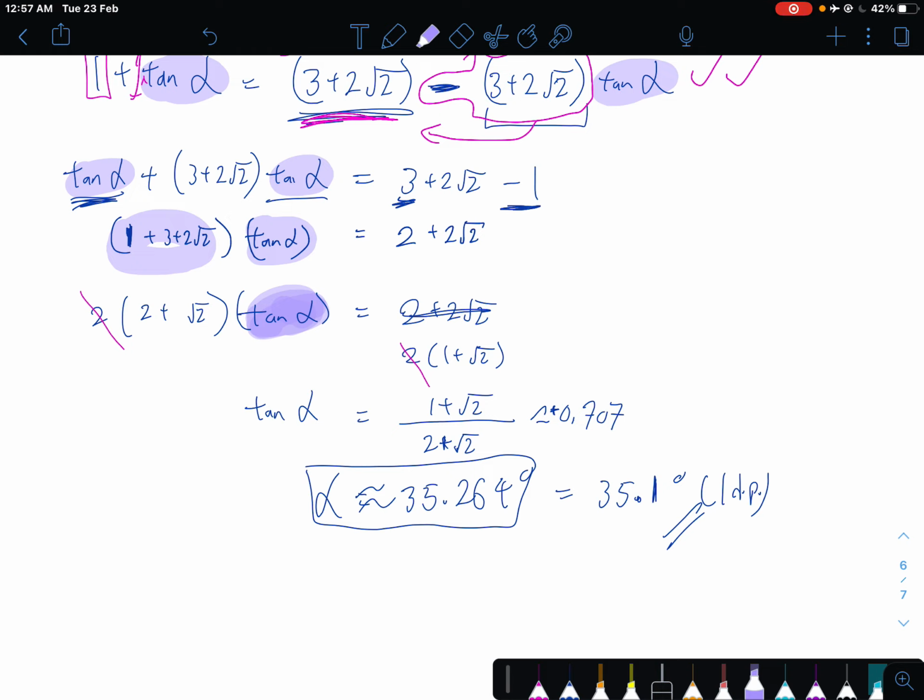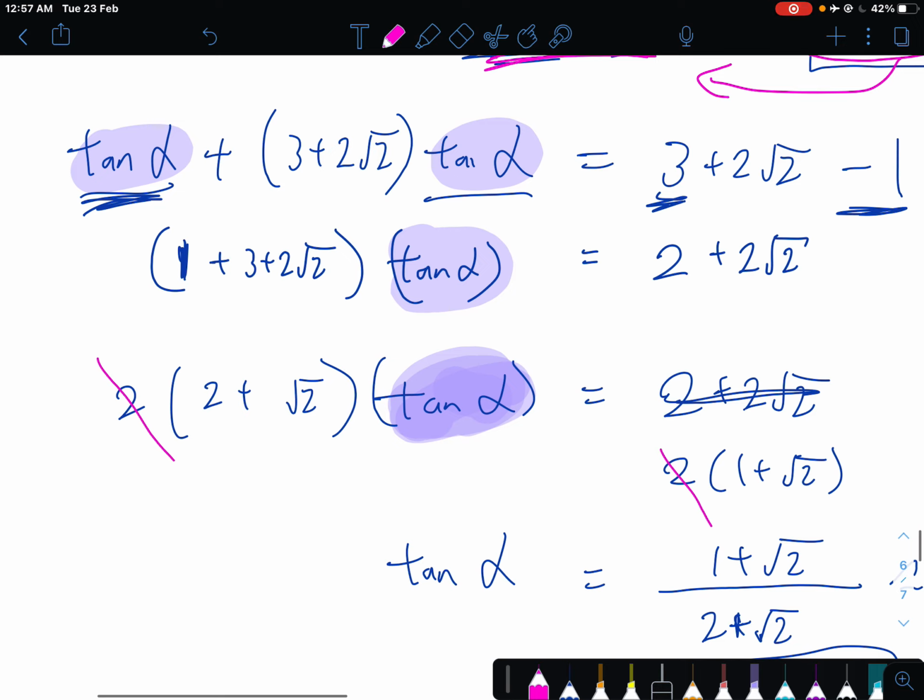Right? Oh wait, but before that, yes, this is what I was doing. 1 plus 3 plus 2 root 2 is really just 4 plus 2 root 2, but it's really just 2 times (2 plus root 2). So now it becomes 2 times 2 root 2 times tangent alpha, which is what I've written here.